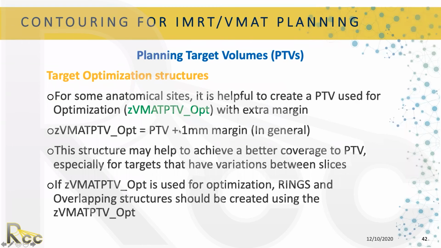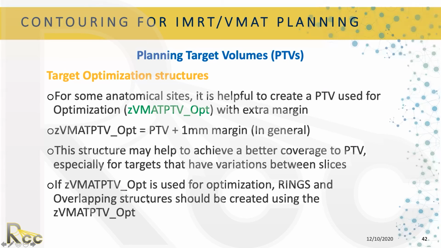Then this is also something that we use in our facilities. Sometimes for some anatomical sites, it might be helpful to create a VMAT PTV, which we will call optimization, by adding a little margin, like a 1 millimeter margin. This is done, for example, when the PTVs are very regular. So just to make sure that you don't jump from a structure to a structure, we're going to create a 1 millimeter margin just so you don't have sudden changes between a PTV in one slice or the other slice. It will help you with the coverage in general.